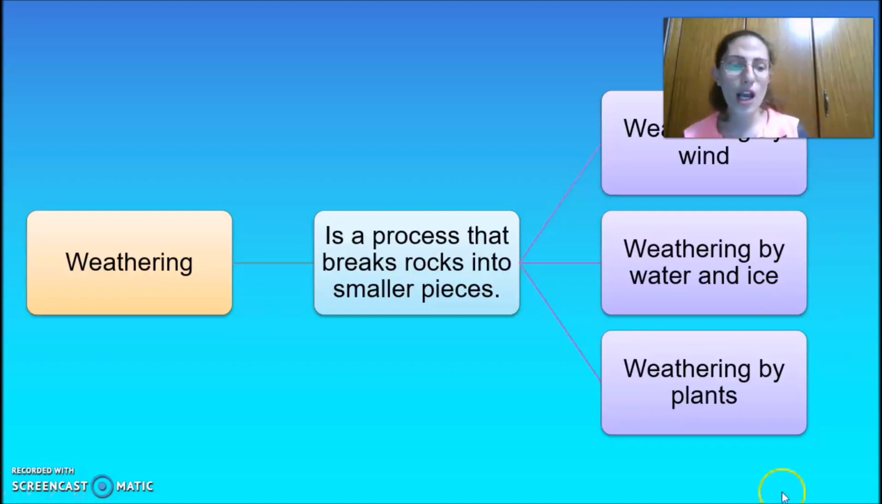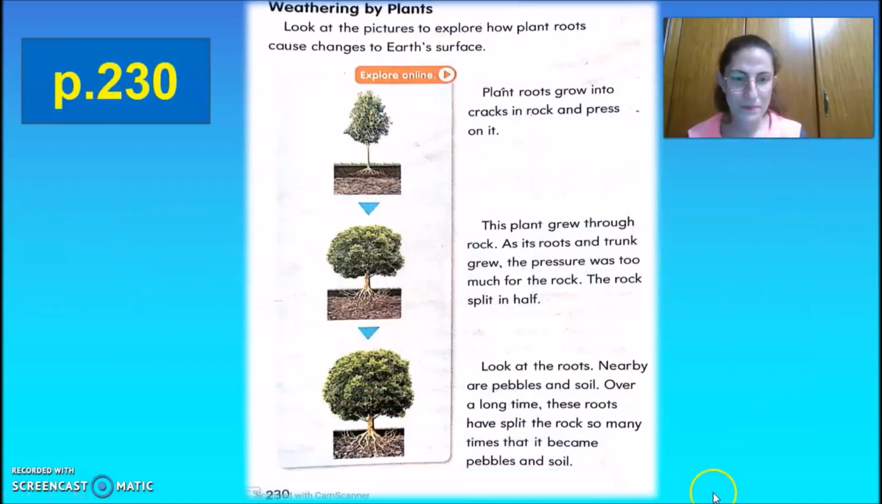Today, we're going to learn how the plants weather the rocks, which means breaks the rocks into smaller pieces. Okay, let's check out and see. We open our books to page 230. Are we ready? Weathering by plants. Look at the pictures to explore how plant roots can cause changes to Earth's surface. Let's observe a minute. How are these roots causing changes to Earth's surface?